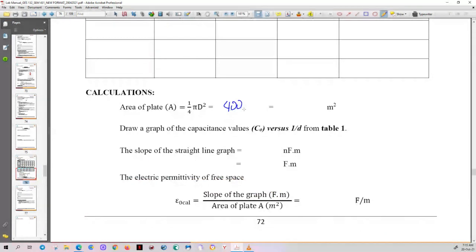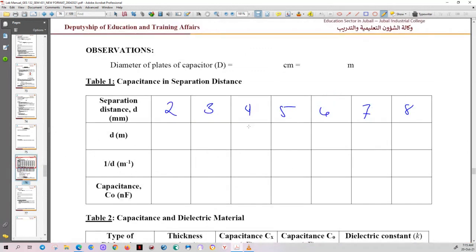400 millimeter square. You have to take note that you will convert that to meters squared. I'm going to show you how to convert if you want to see it. But anyhow, let's continue with our table. Again, we don't need the diameter because the area is directly given. The separation distance from millimeter, you have to change it to meter.